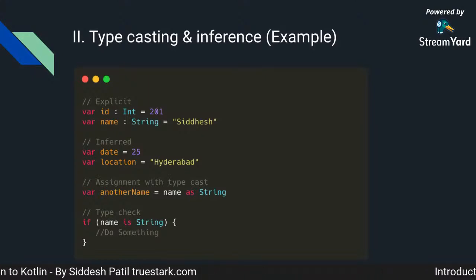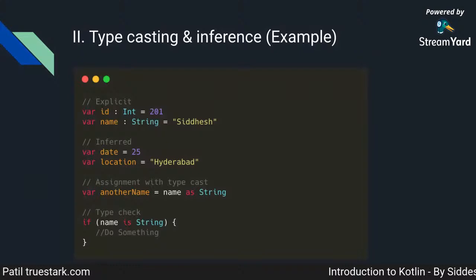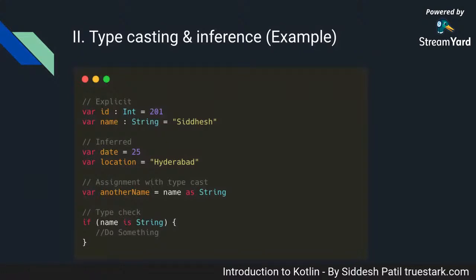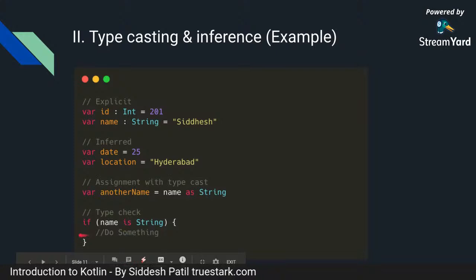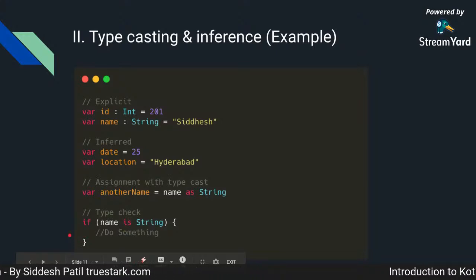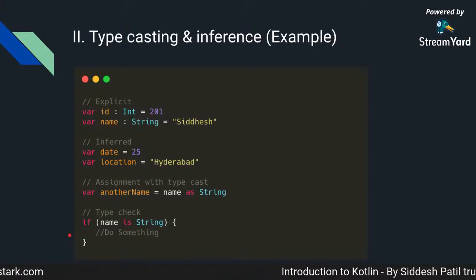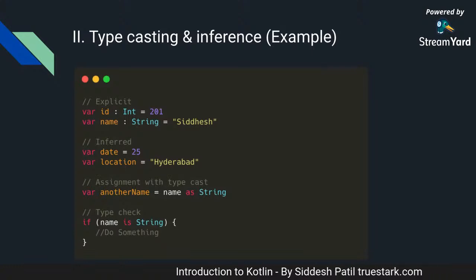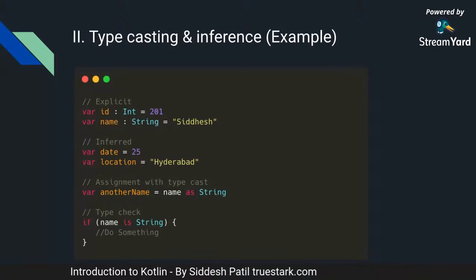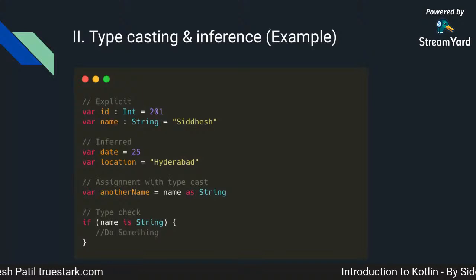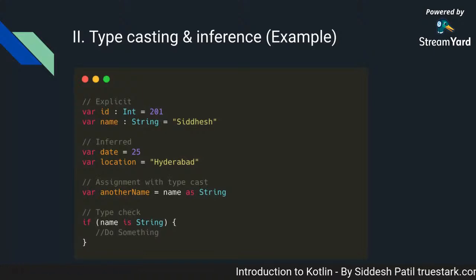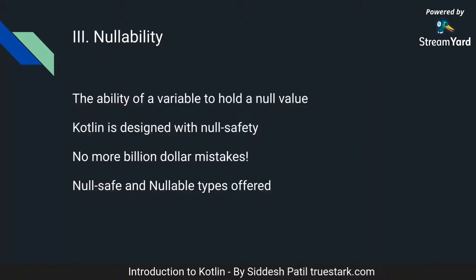Okay. And if you want to check if a certain variable or value is of a certain type, then you use the keyword is. If you are doing conditional checking, then if you say if name is string, and if its value is true, then something will happen. So you can check type like this. So this is in short a detail about typecasting and inference. Okay. So that's some basics.